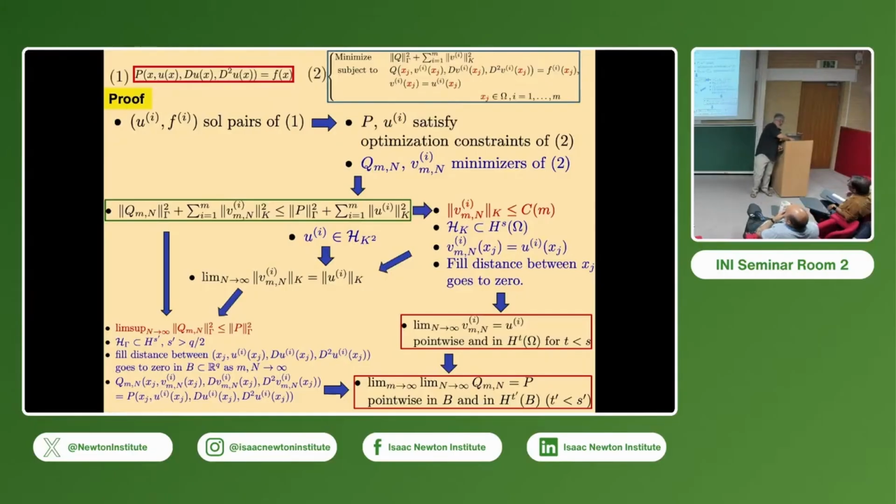So the proof is articulated as follows. By the way, that's the only proof that I will put here. So bear with me. Because these UIs and FIs are solution pairs of our original PDE 1, this P and the UIs satisfy the optimization constraints of our nonlinear optimal recovery problem 2. Now, because Q and those VIs are minimizers of our nonlinear optimal recovery problem 2, the following inequality holds true uniformly in M and N, right?